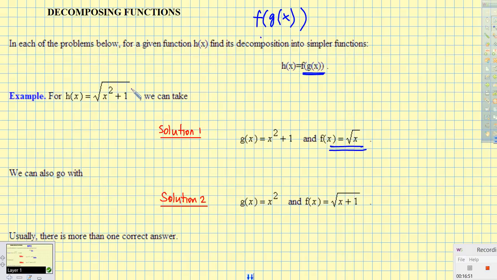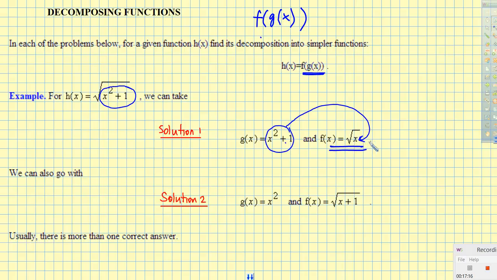So technically, the first operation that's occurring is x squared plus 1. So I could say that g of x is equal to x squared plus 1. And because that g of x is being inserted inside of f of x, that means that f of x is going to have to be the square root of x. Because, I'm just going to circle this, the g of x, or x squared plus 1, is going to be inserted inside root of x to give us the root of x squared plus 1.